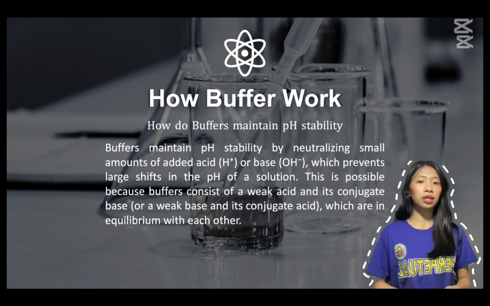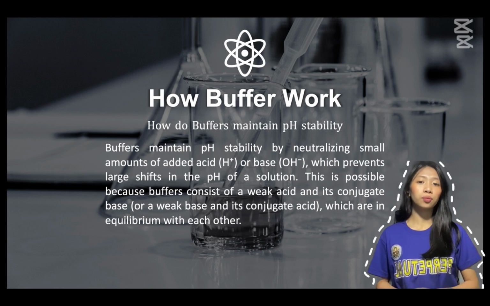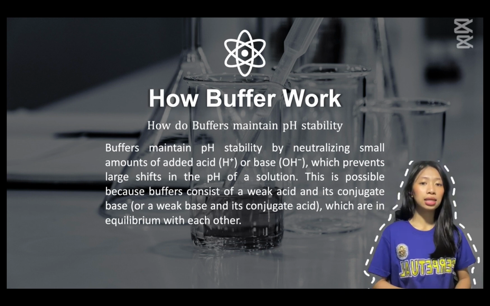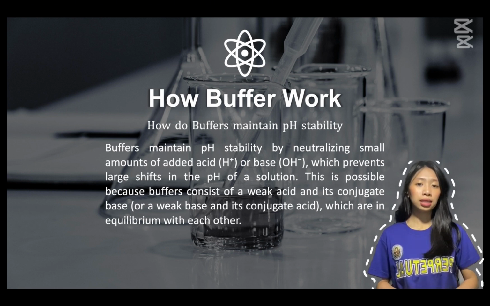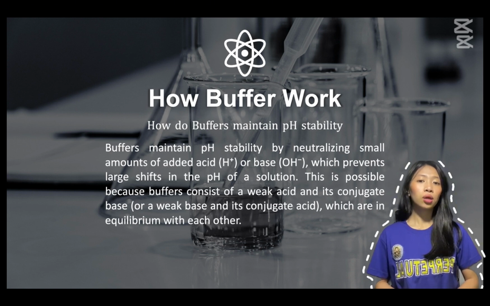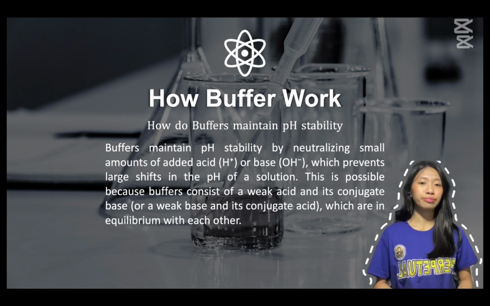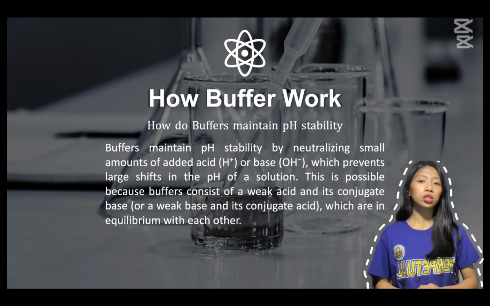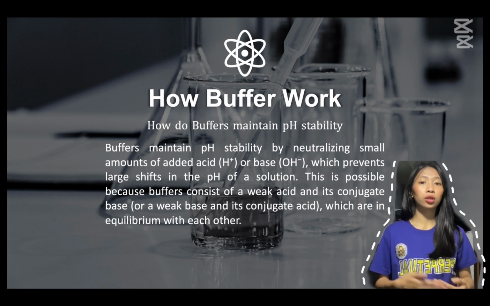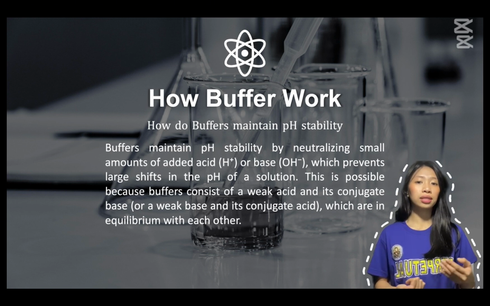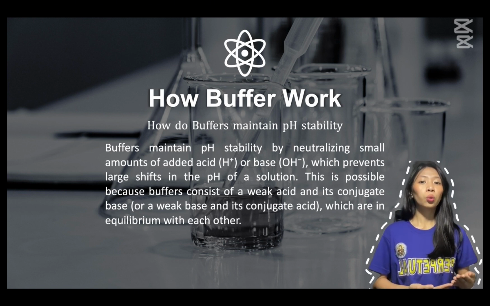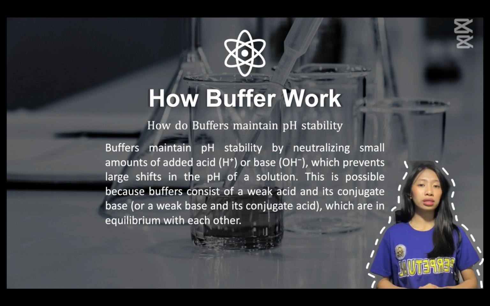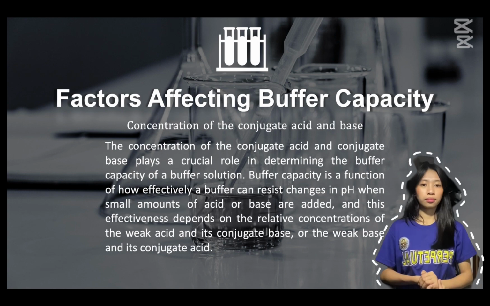Buffers maintain pH stability by neutralizing small amounts of added acids, hydrogen ions, or bases, hydroxide ions, which prevents large shifts in the pH of a solution. This is possible because buffers consist of a weak acid and its conjugate base, or a weak base and its conjugate acid, which are in equilibrium with each other.